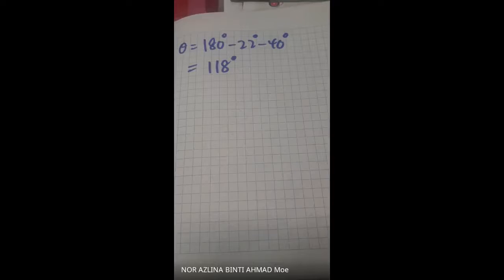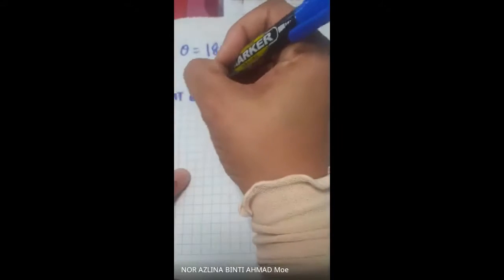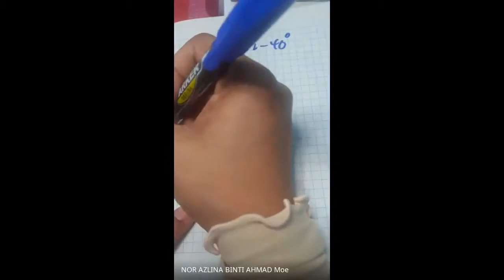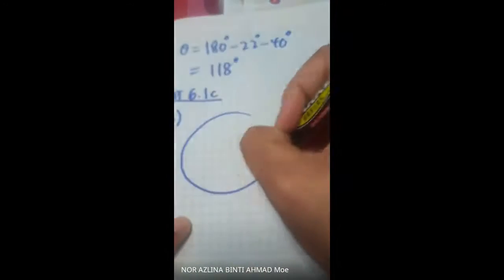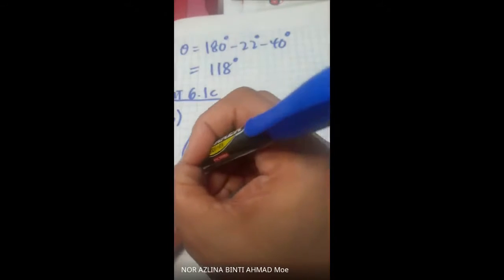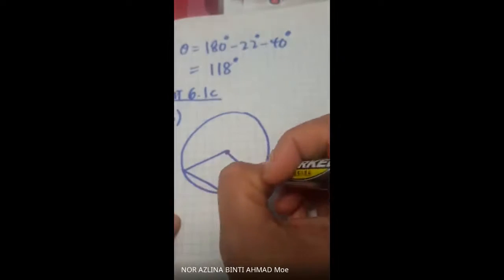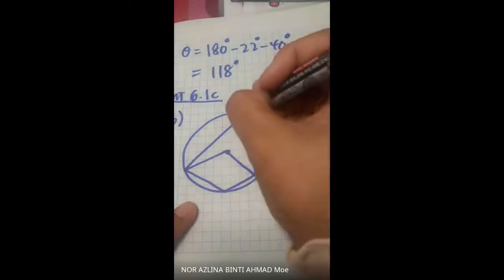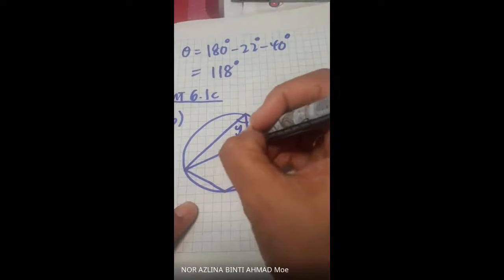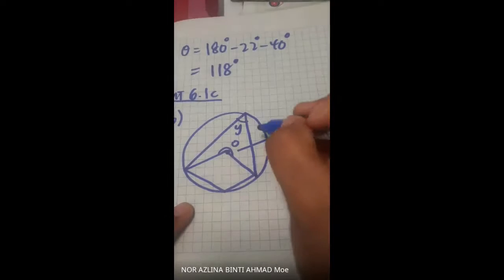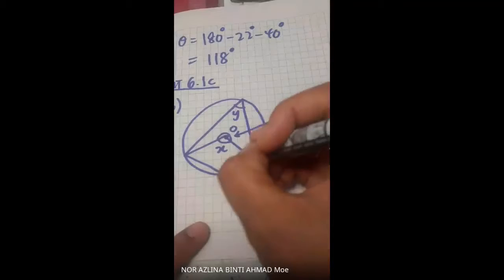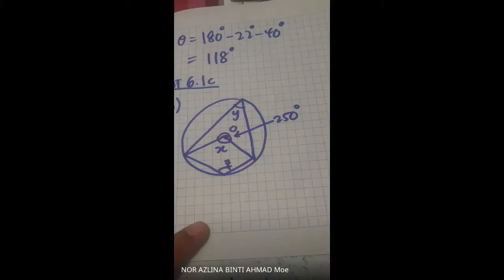Example 5. Dah habis dah example 5. So mind test 6.1C. Any problem 6.1C? Saya dah suruh buat dah. Three B. Okay, 3B.